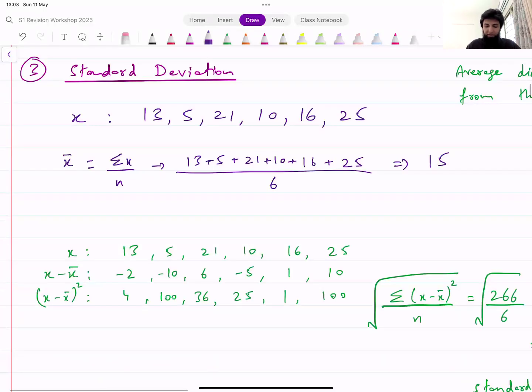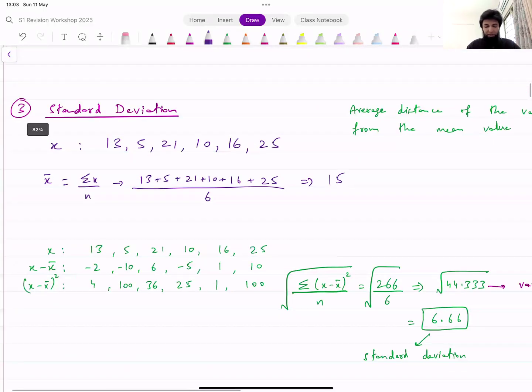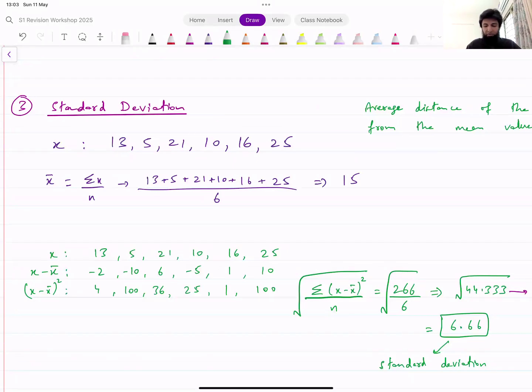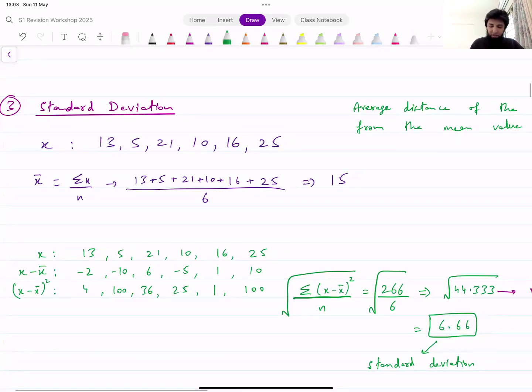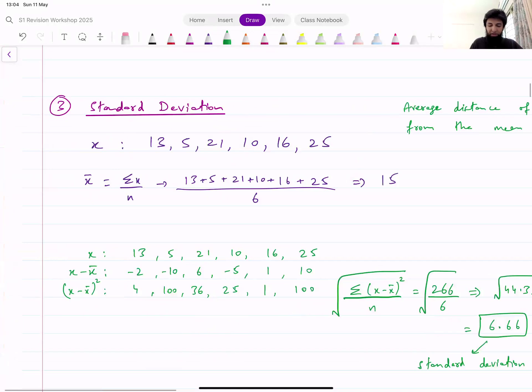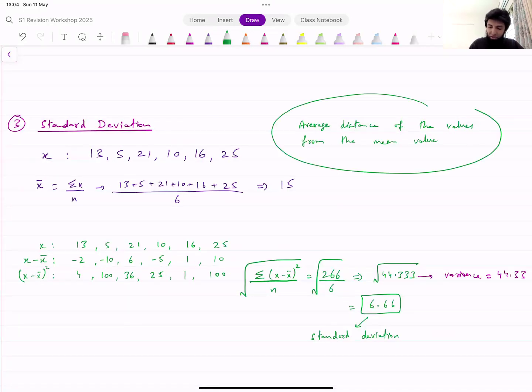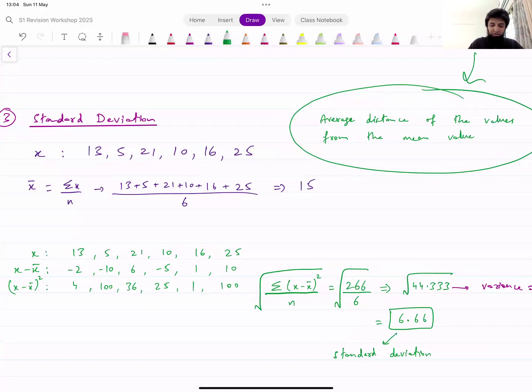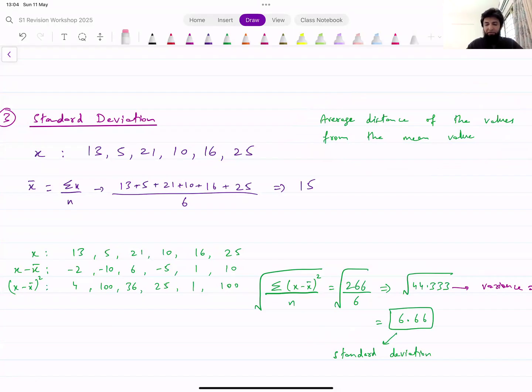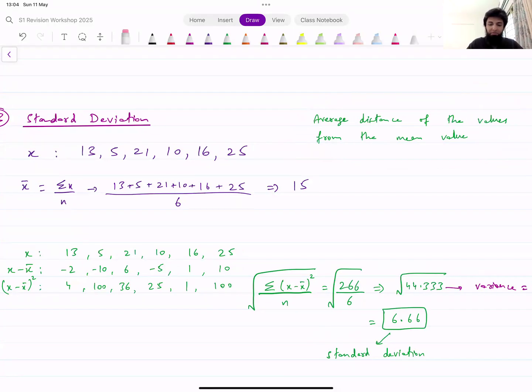Then we've got standard deviation. Standard deviation is another measure, and it's the most widely used measure in practice. We use this to find variation in the data as well. The idea in this case is it gives us the average distance of the values from the mean. That's a rough interpretation of this. That's not the exact interpretation. It's the average distance of the values from the mean value.